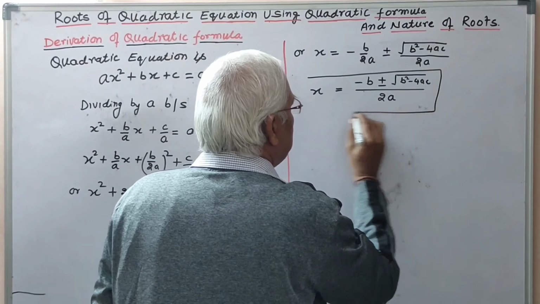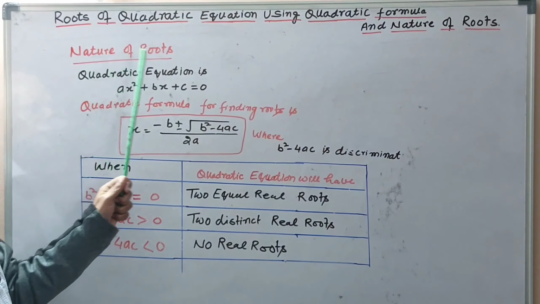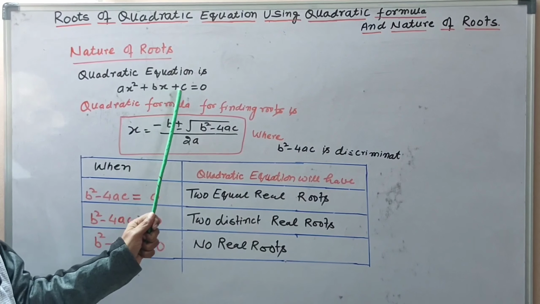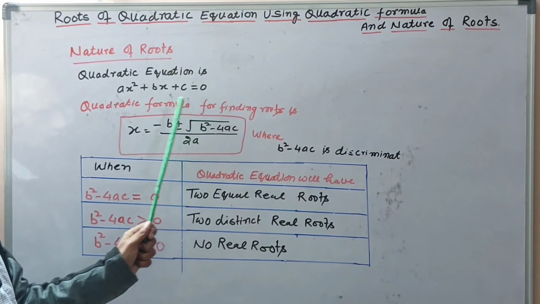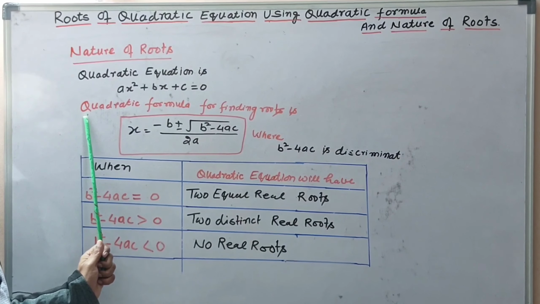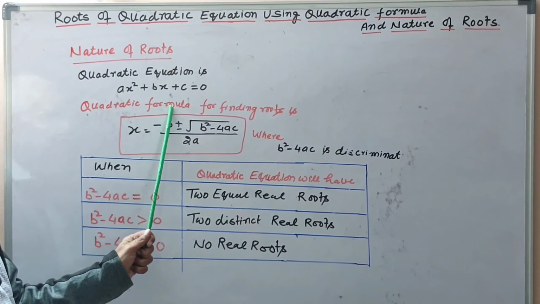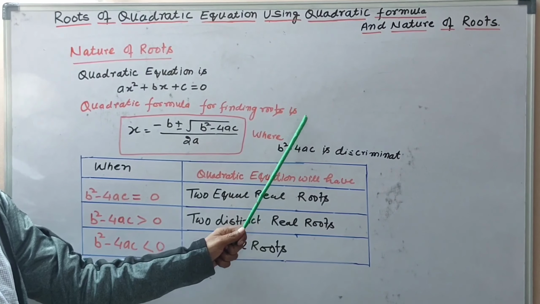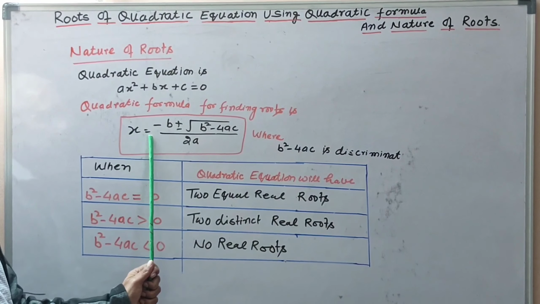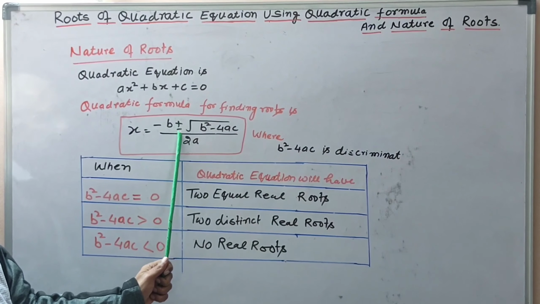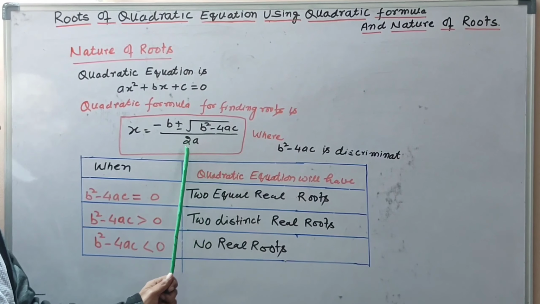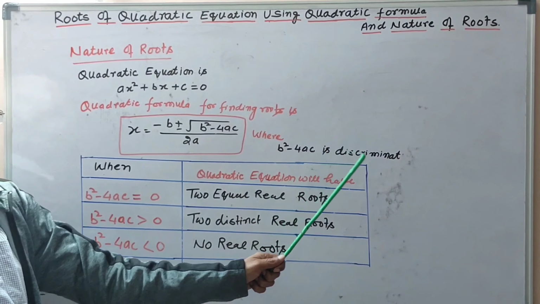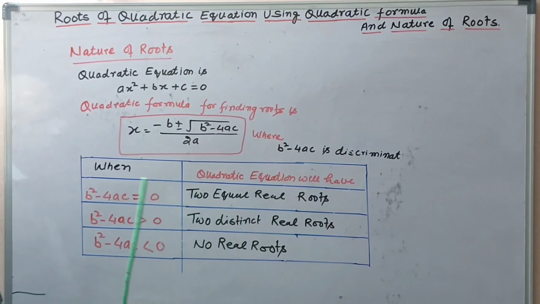Nature of roots. Quadratic equation is ax square plus bx plus c equal to 0. And we have already derived the quadratic formula for finding roots of the quadratic equation, which is x equal to minus b plus minus root over b square minus 4ac upon 2a, where b square minus 4ac is called discriminant.